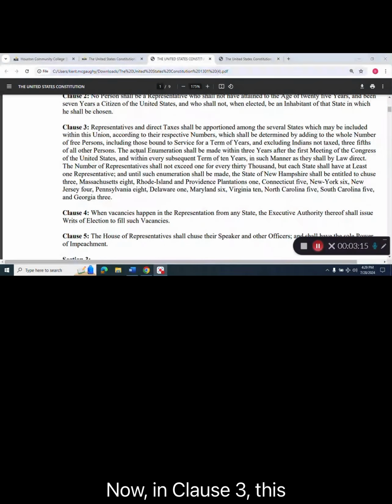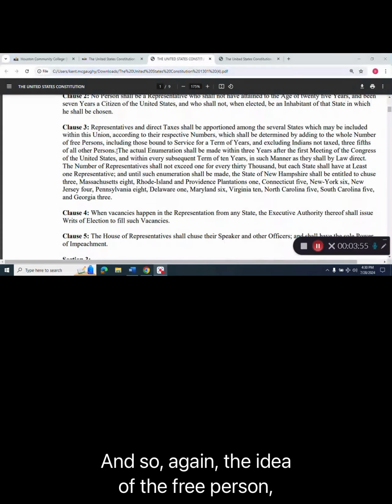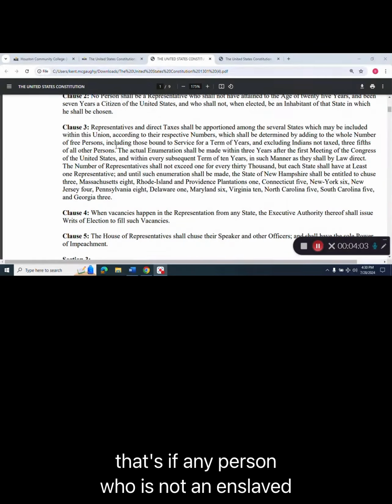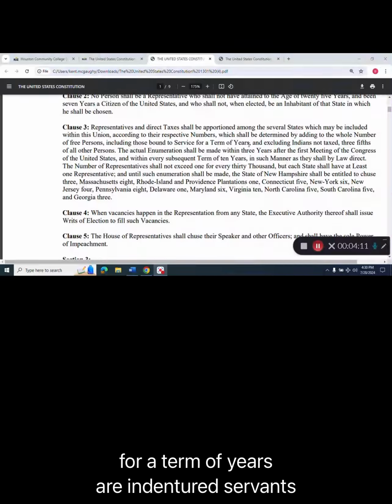Now, Clause 3 establishes representation. And this is the part that includes the 3/5 compromise. In Clause 3, representatives and direct taxes shall be apportioned among the several states which may be included within this union according to their respective numbers, which shall be determined by adding the whole number of free persons, including those bound to service for a term of years, excluding Indians not taxed, 3/5 of all other persons. Again, the free persons are any persons who are not enslaved persons. Those who are bound to service for a term of years are indentured servants.